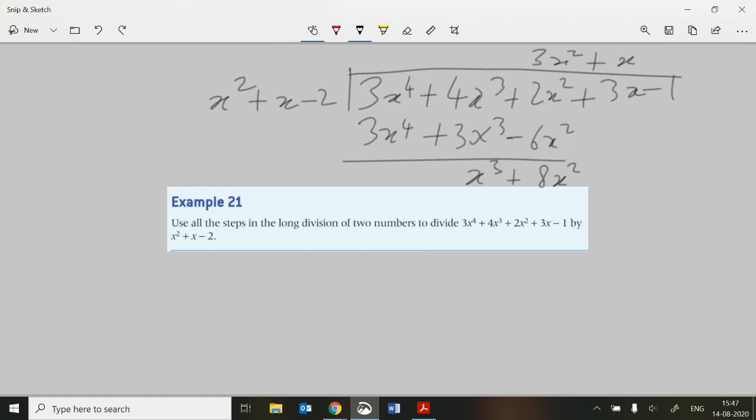And so x times x squared gives us x cubed. x times x gives us plus x squared. And x times minus 2 gives us minus 2x. And there I see I've got a gap here, so I need to bring down my term here. So that becomes obvious when it's missing.